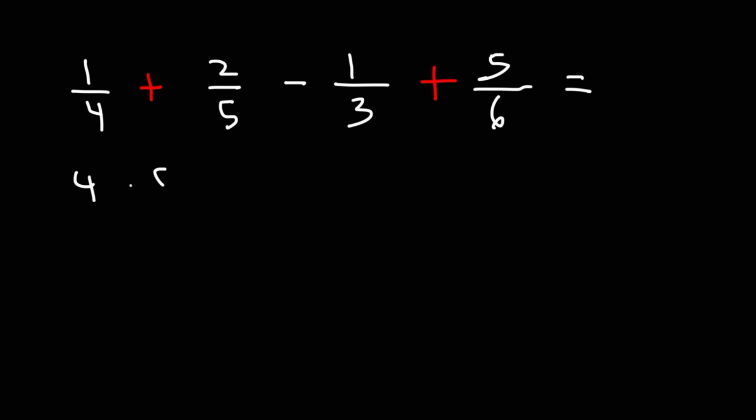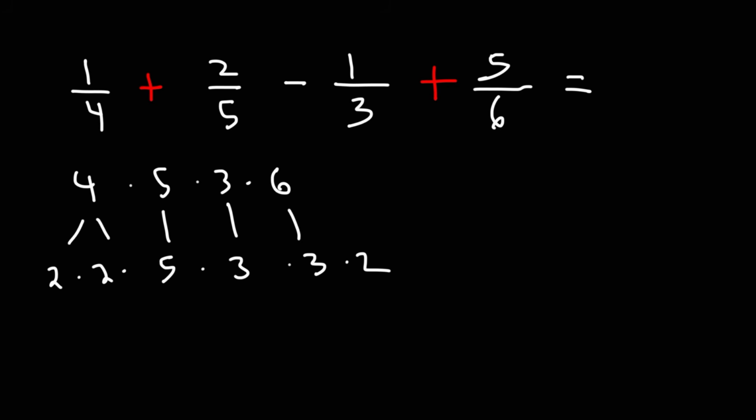What we need is a smaller number that contains the factors of 4, 5, 3, and 6. Factors of 4 are 2 and 2. 5, you can write that as 5 and 1, but I'll just leave it as 5. 3, I'm not going to break it up. 6, that's 3 and 2. Now notice that we really don't need to use the 6 here because we already have a 2 and a 3, which will give us 6.